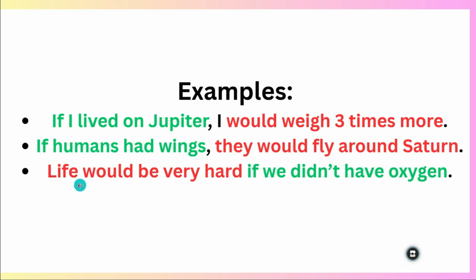The third example: life would be very hard if we didn't have oxygen. Here the conditional tool "if" is in the middle, and we use the past simple, "didn't have". Life would be very hard, and it's a very imaginary situation, because we cannot even live without oxygen.